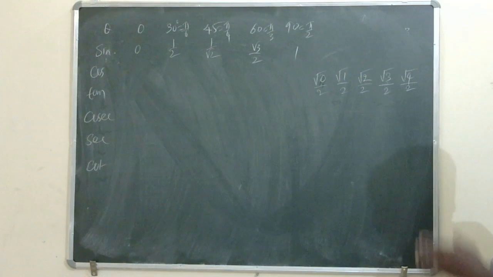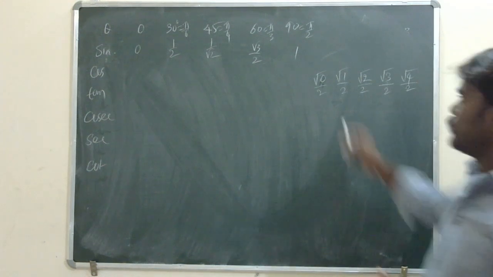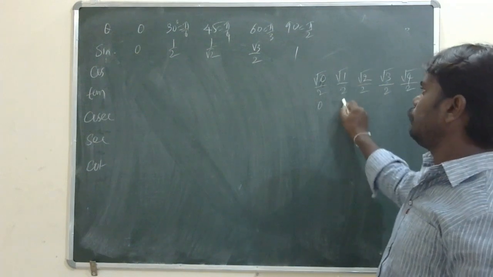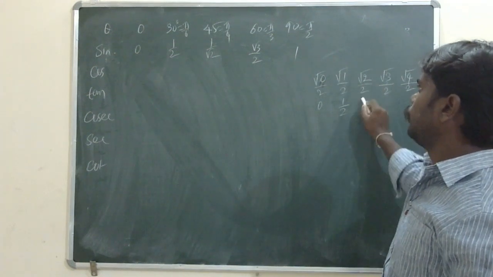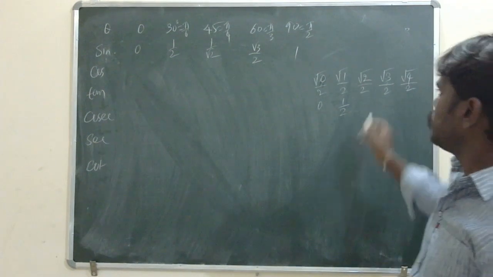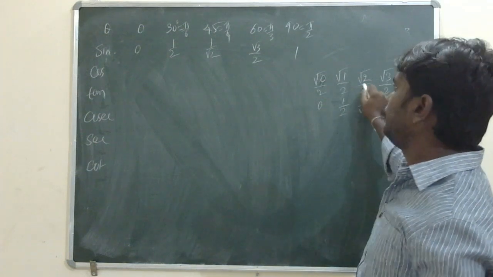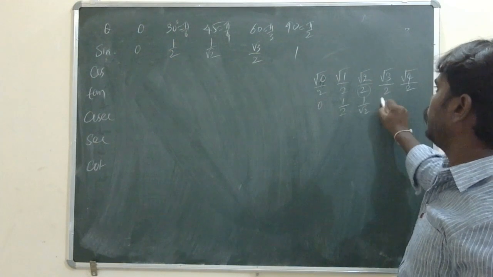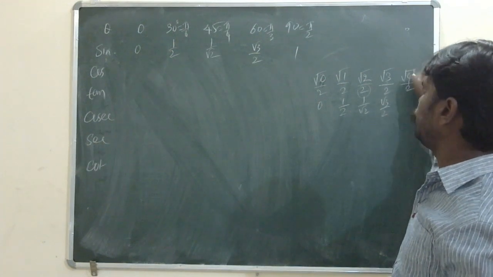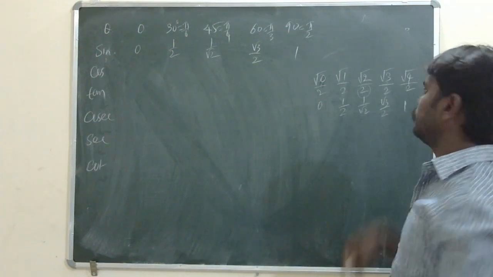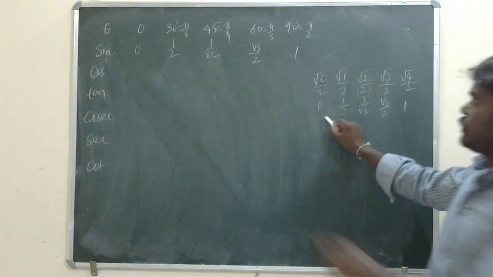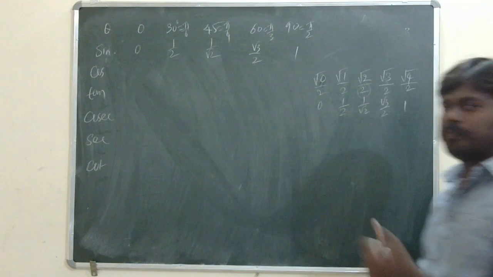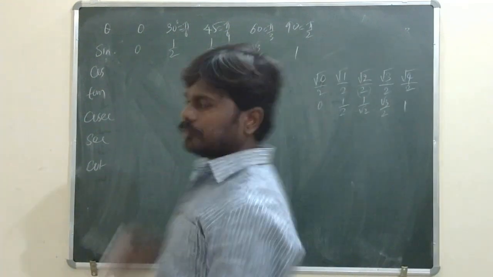Okay, so square root of 0 by 2 means 0 only. Square root of 1 means 1 by 2. Square root of 2 by 2 means we can write 1 by root 2, because 2 we can write as root 2 into root 2. So 1 by root 2 will come. Root 3 by 2 is there as it is. Root 4 means 2, and 2 by 2 means 1. So 0, 1 by 2, 1 by root 2, root 3 by 2, 1. This is a way of remembering the values of the sine.